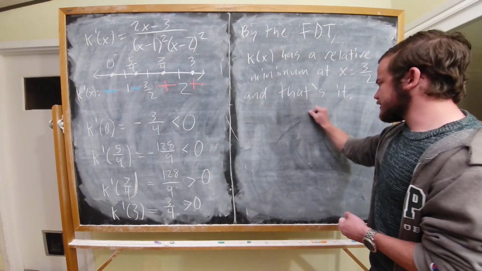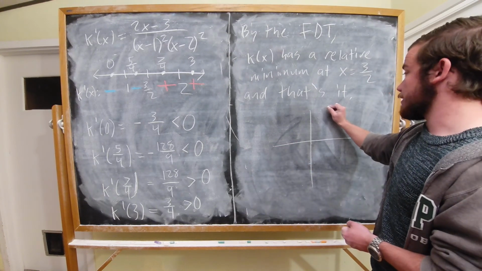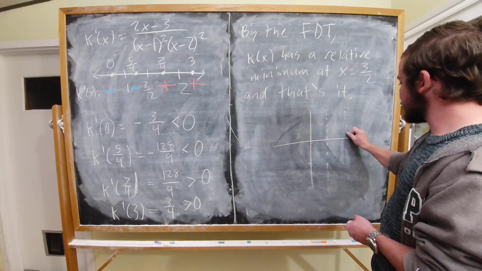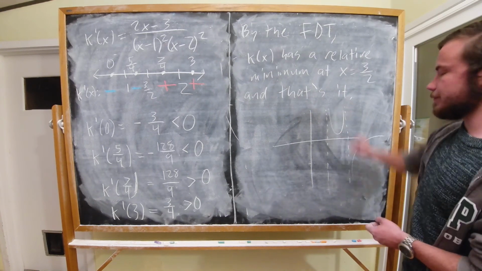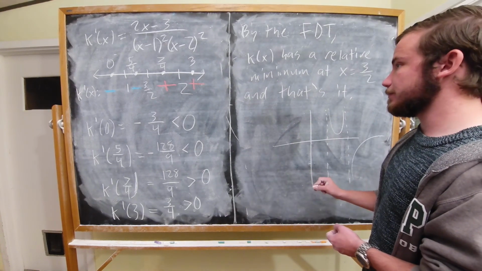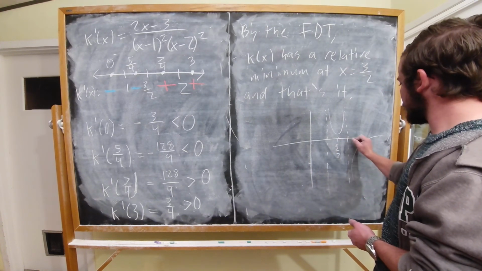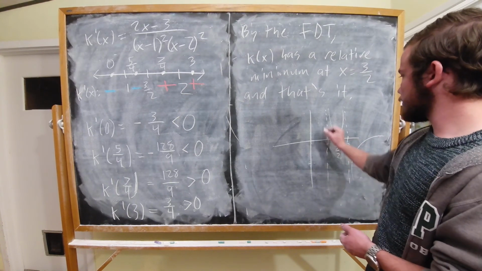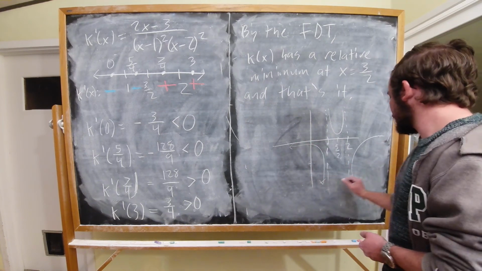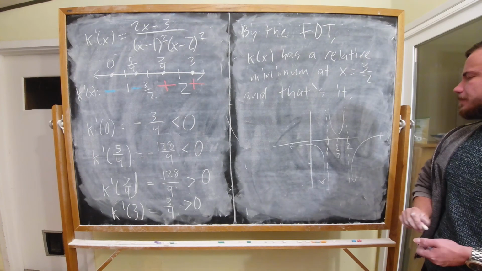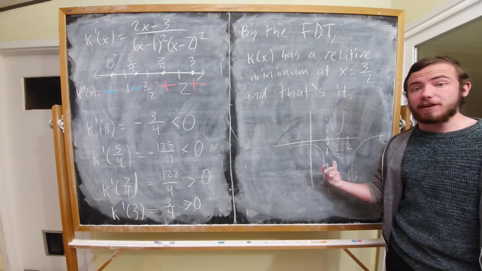And that would make sense, because if you were to graph k of x, it would give you something that looks roughly like that, right? So it makes sense that 1 and 2 would not be relative extrema, since the function itself isn't even defined there, much less the derivative.